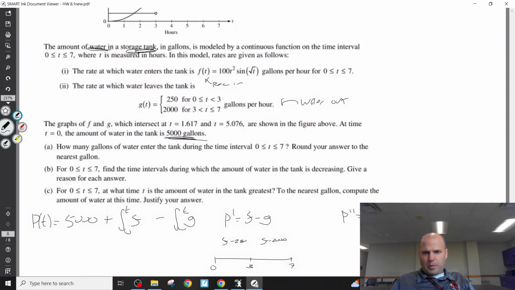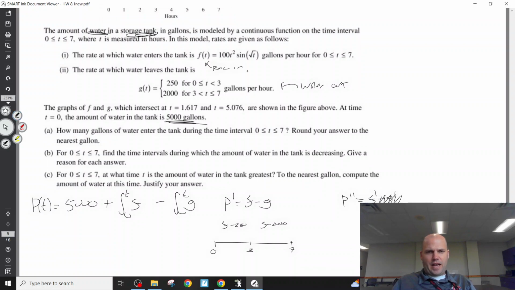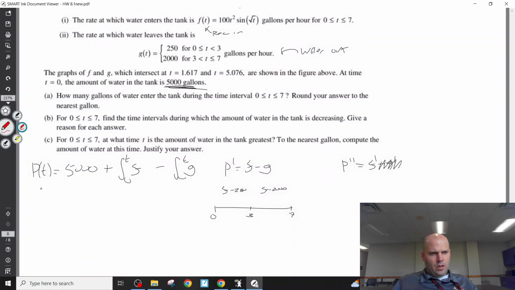P double prime will be F prime minus G prime. G prime is going to be 0, so P double prime is just going to be F prime because G is a constant. I'm pretty sure we're not going to be asked about P double prime. This is in cubic feet again. No, gallons. Gallons per hour.